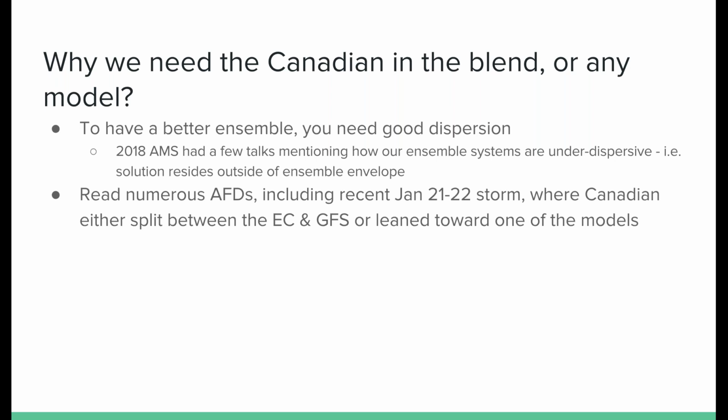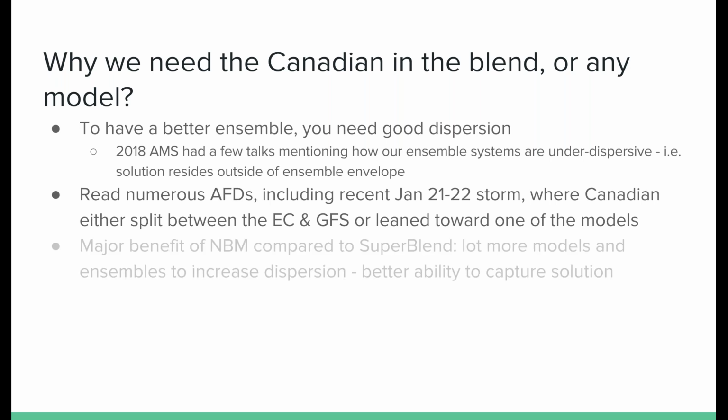I thought too, I've been reading numerous AFDs, even going back to that 21st, 22nd storm, where the Canadian was either a split between the European and GFS or leaned toward one of those models. So to some degree, in some situations, the Canadian can give you another weighting towards the EC or another weighting towards the GFS. So it can help your blends in that regard, or I guess hurt.